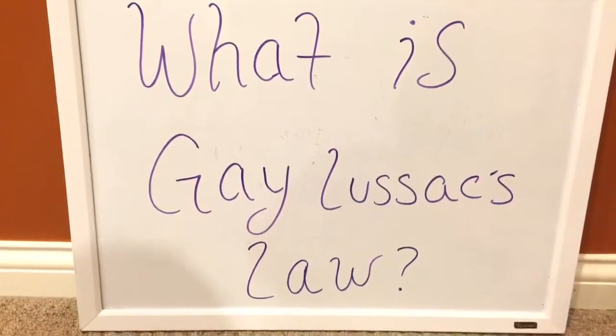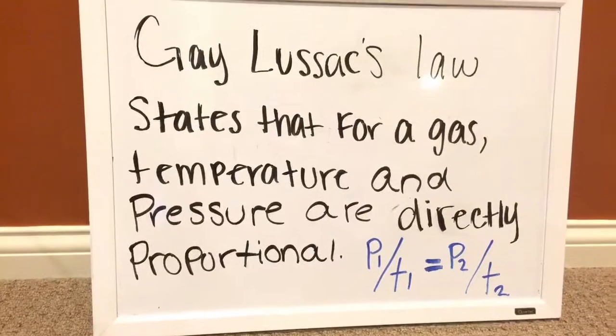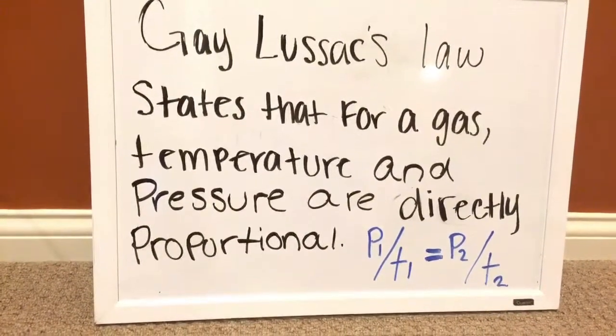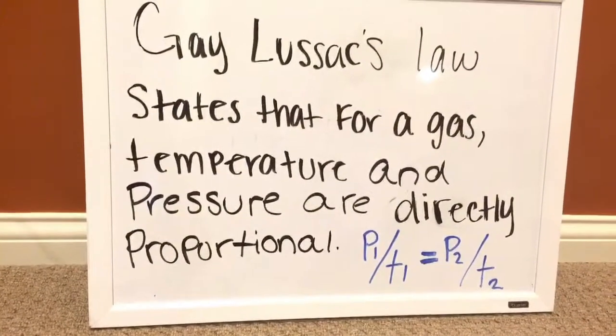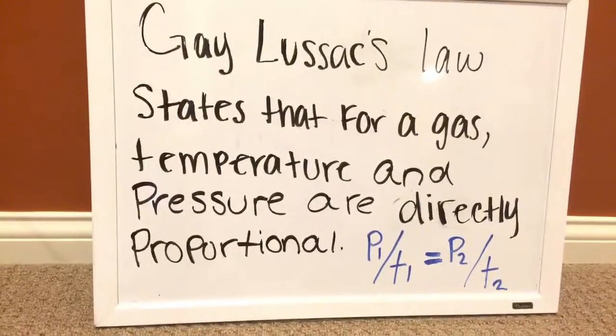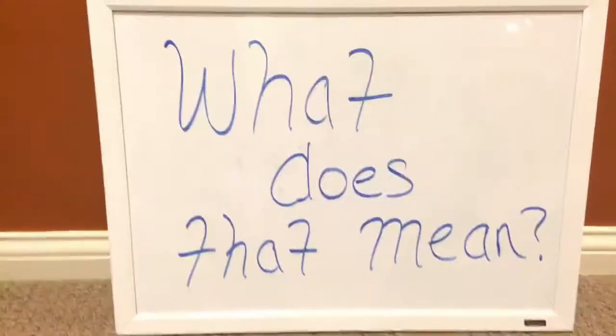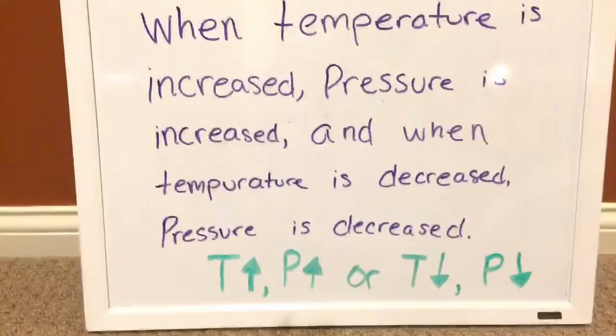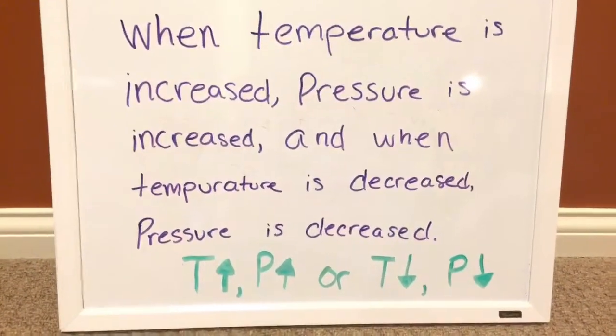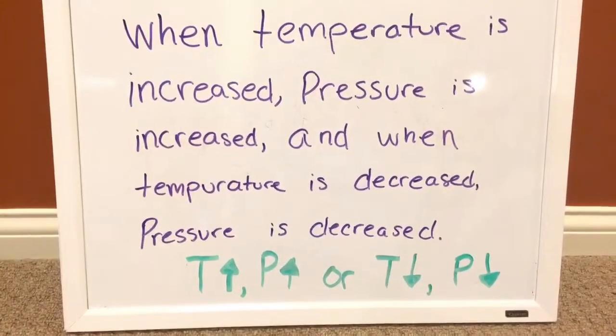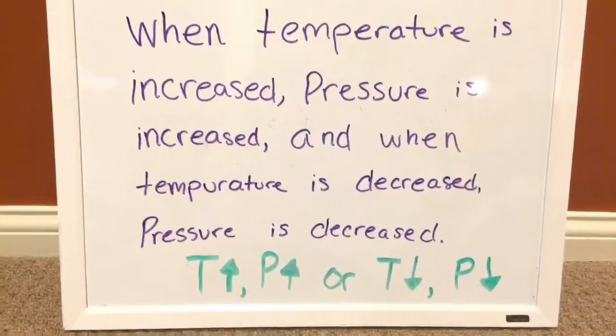What is Gay-Lussac's law? Gay-Lussac's law states that for a gas, temperature and pressure are directly proportional. The equation is P1 over T1 is equal to P2 over T2. What does that mean? When temperature is increased, pressure is increased, and when temperature is decreased, pressure is decreased.